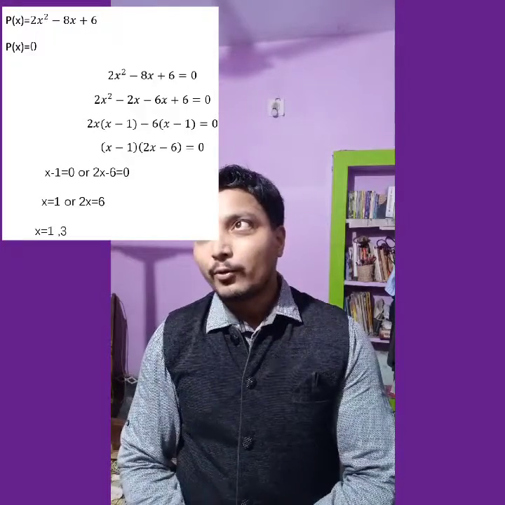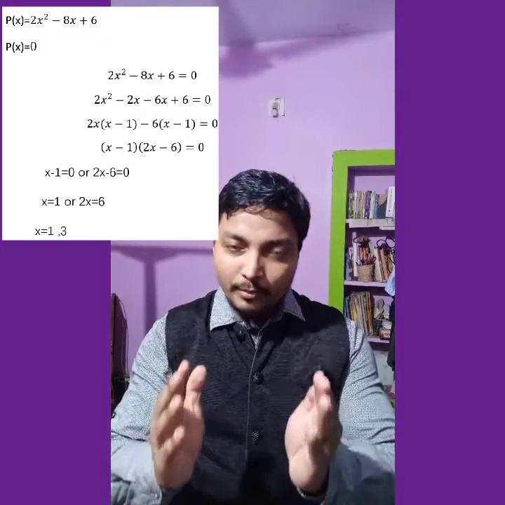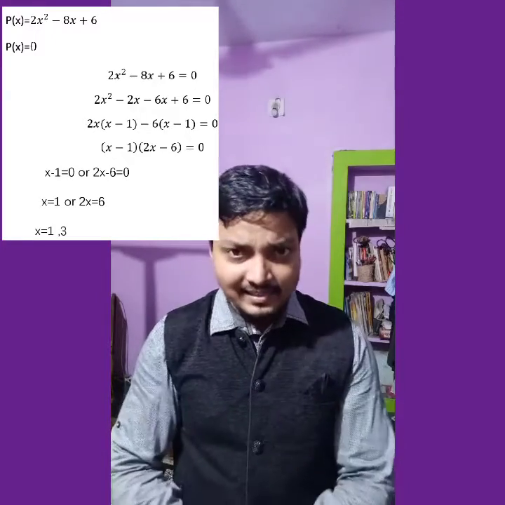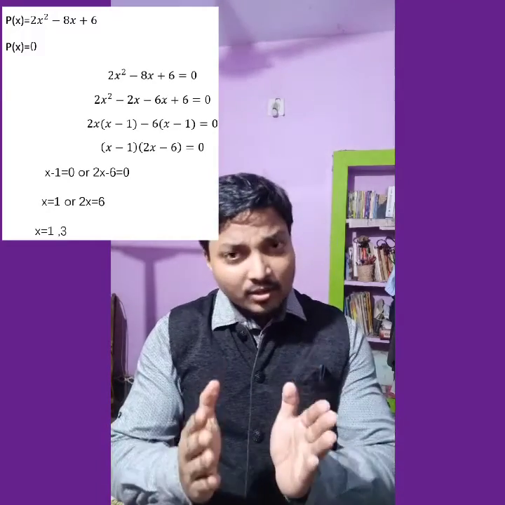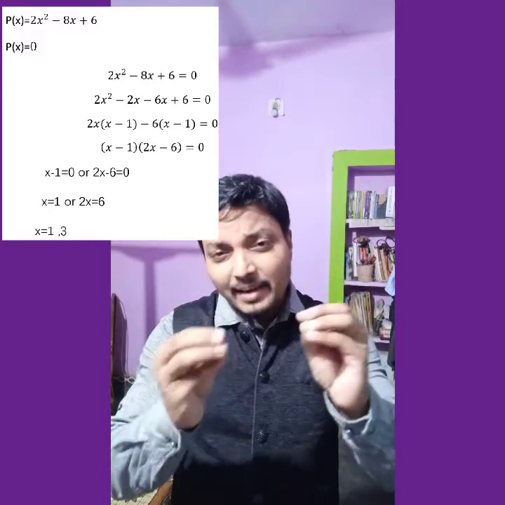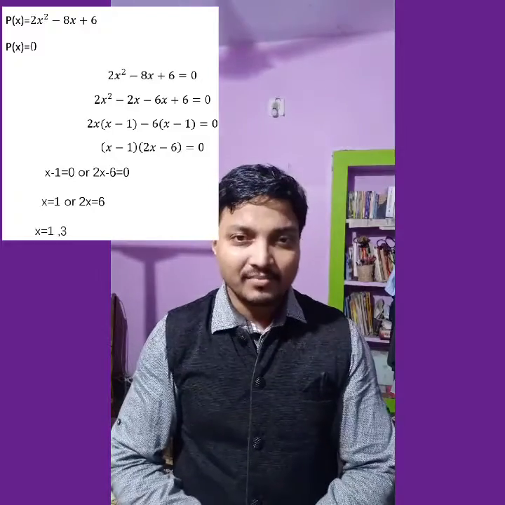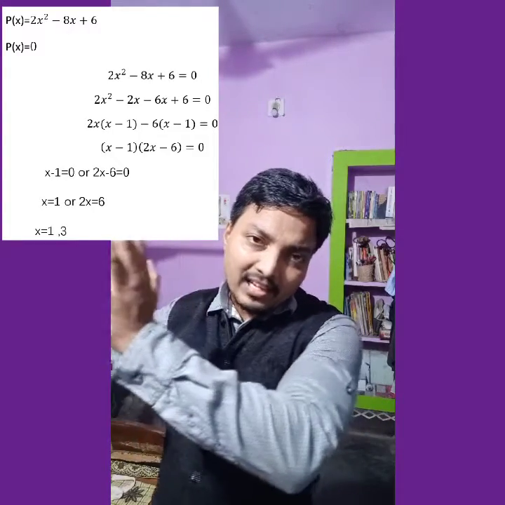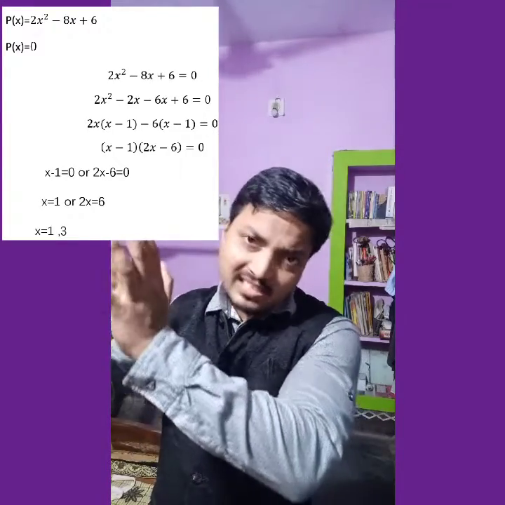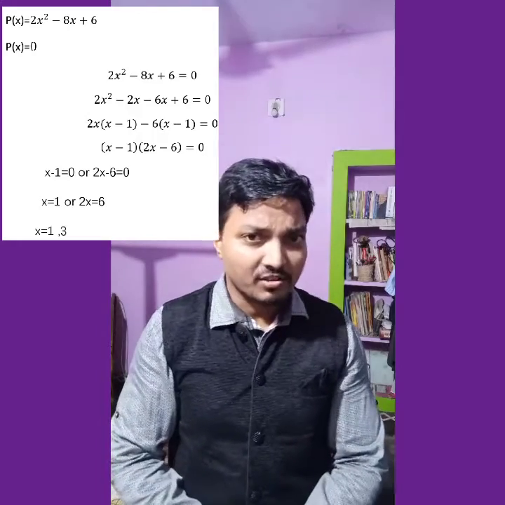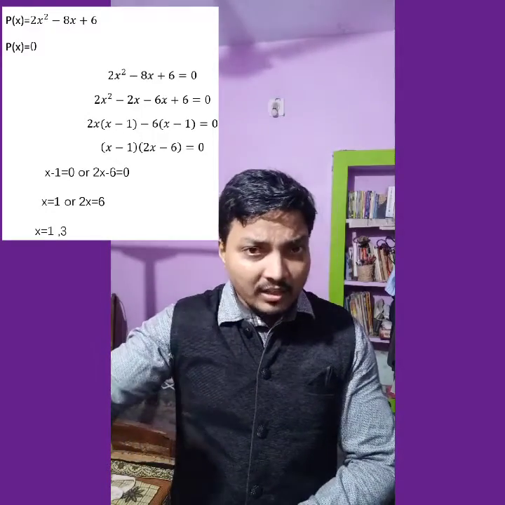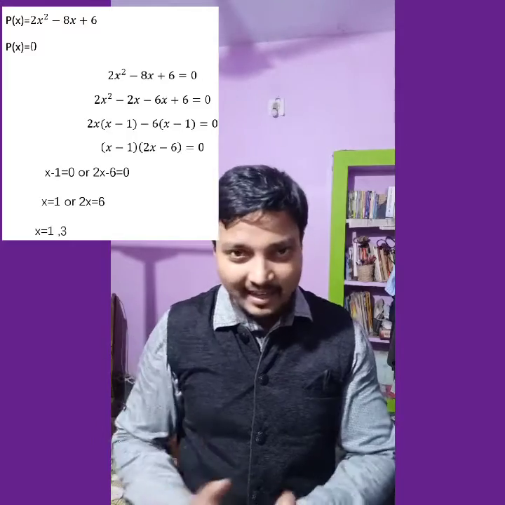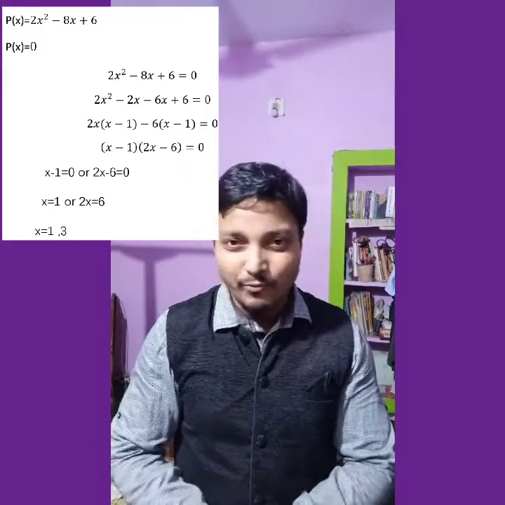On equating to 0, I can also factorize the polynomial. The factorization of the quadratic polynomial can be done by splitting the middle term. Also, you can do the factorization separately, no problem. But here, whenever we are solving the equation, we are doing the factorization at the same time. You can do it in any way, no problem.